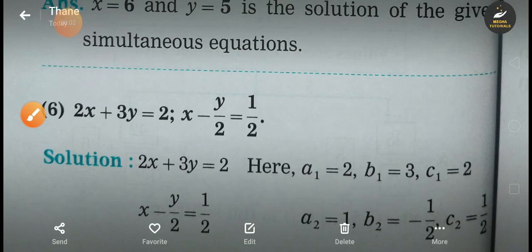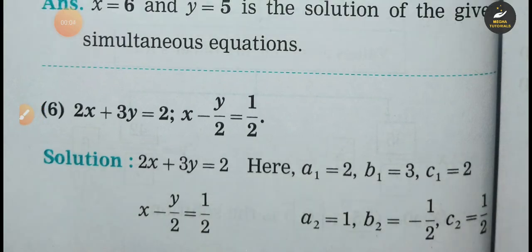Question number 6. Equations are 2x plus 3y is equal to 2 and x minus y upon 2 is equal to half, which is equation 2. So both equations are in the standard form, so we can write the values of a1, b1, c1 and a2, b2, c2. Now in this case all are real numbers, so some values are whole numbers and some values are rational numbers. Then we'll move to the next step.